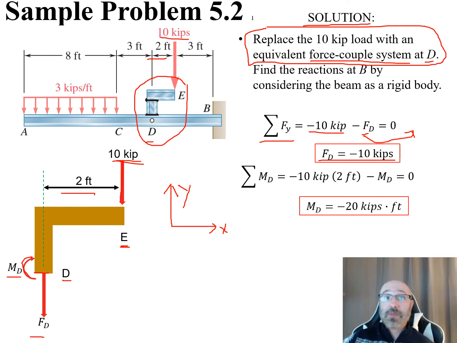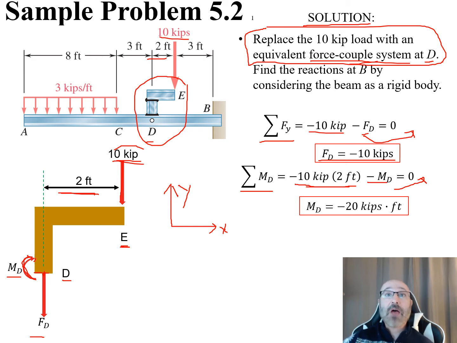Now I want to do the same thing for my summation of moments about this point down here at D. The summation of moments about that point is equal to, well, I've got this force times this distance. This is going clockwise, so that's negative. So that's a negative 10 kips times my 2 feet. And then I also have this reactionary moment down here, my M sub D, the equivalent couple of reaction. This is going to be negative MD. So negative 10 kips times 2 feet is negative 20 kip feet, which is equal to, moving that to the other side, MD. So MD is equal to negative 20 kip feet, which is going clockwise, so it's true that that's negative.